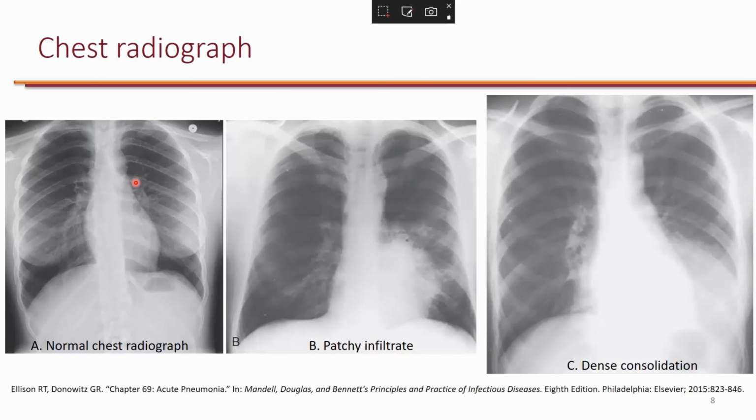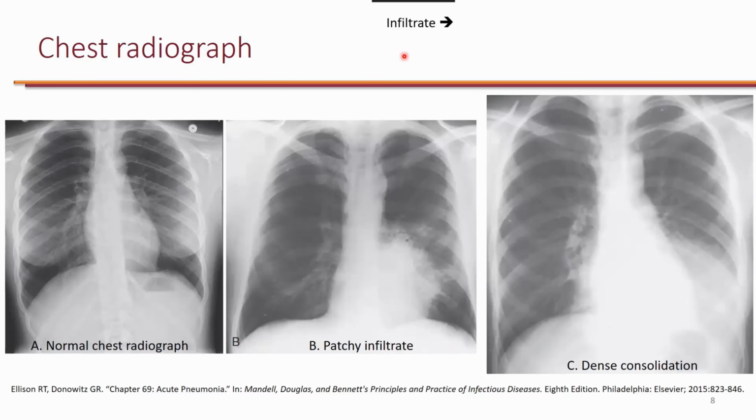Now let's take a look at chest radiograph, also known as chest X-ray. Now, when we look at the film in a normal chest radiograph, it's supposed to be clear. So generally speaking, the lungs are clear. You can see the heart, and you can see the diaphragm. Now, when there are things in the lung, what we see on the film is increased opacity, which we call infiltrate.